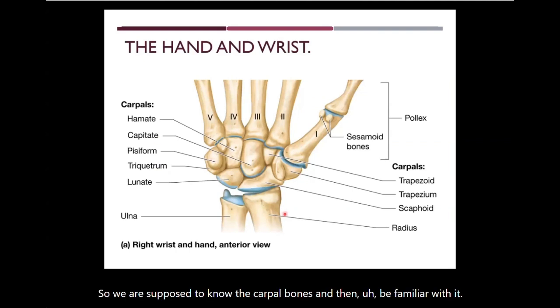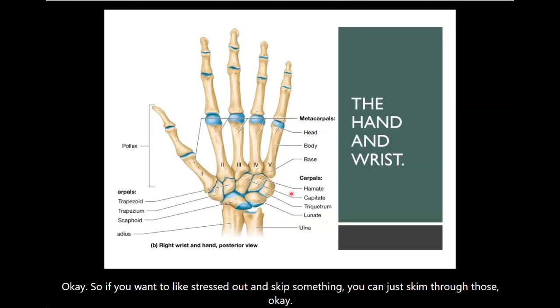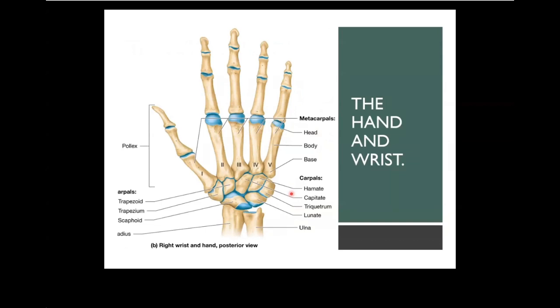So we are supposed to know the carpal bones and be familiar with them. But I don't think there's a question on the exam where I'm asking you to label any one of these carpal bones, okay? So if you want to stress out and skip something, you can just skim through those, okay?